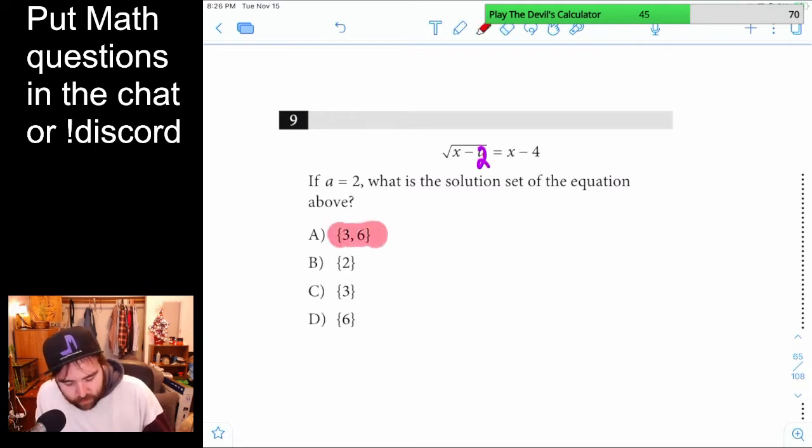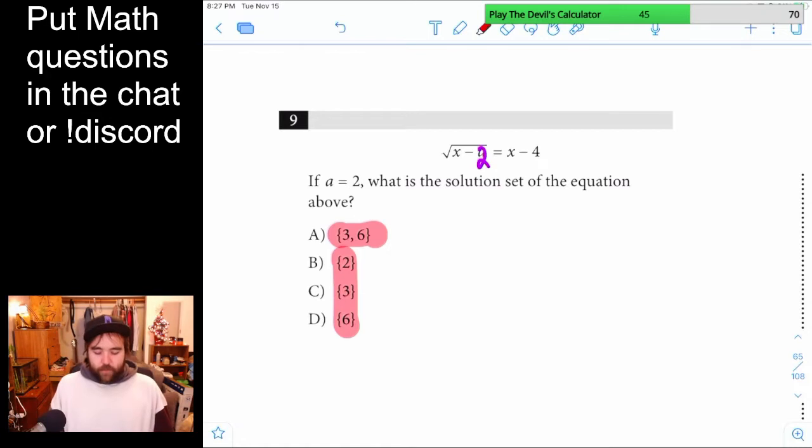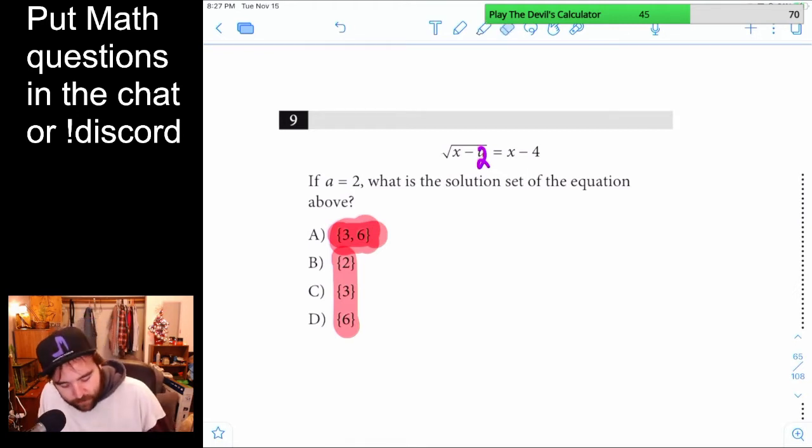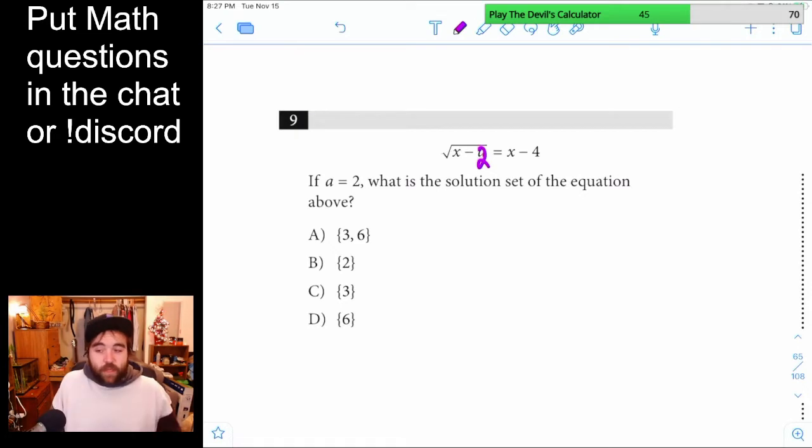Whenever they give you answer choices like this, it's almost always that if you solved this all the way through, you're gonna get 3 and 6. And in reality, when you plug them back in, only one of them works. Honestly, this applies anytime they give you solutions. It's very often easier to just plug them in.